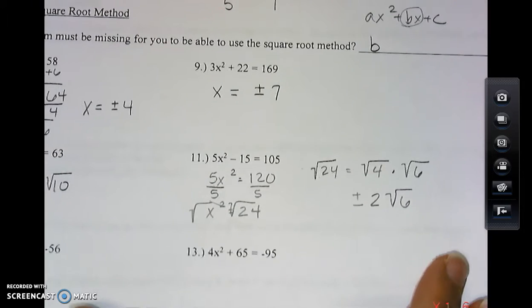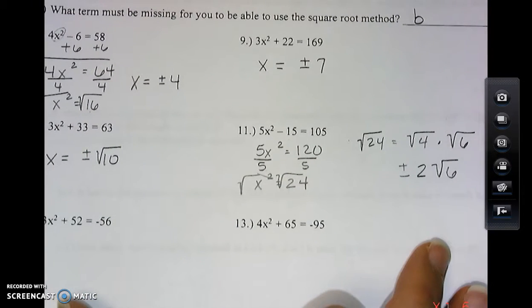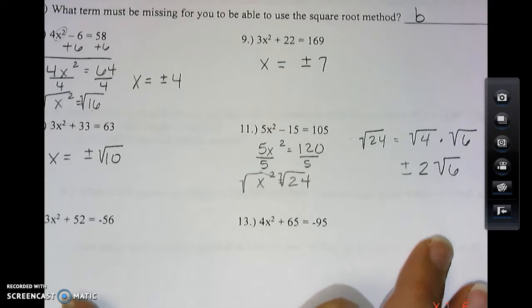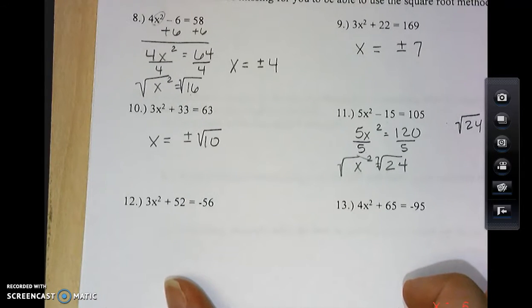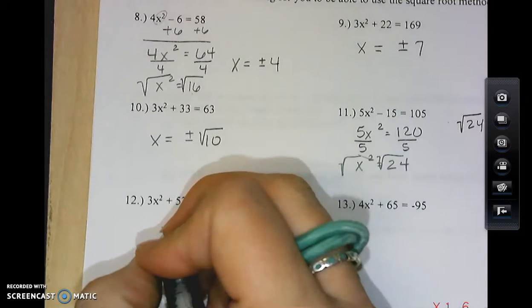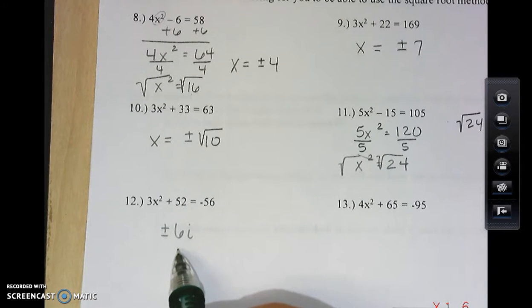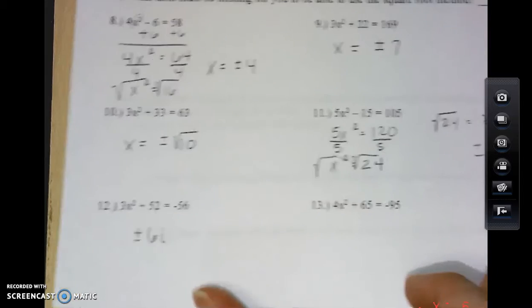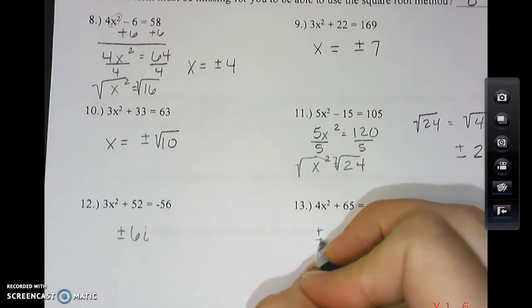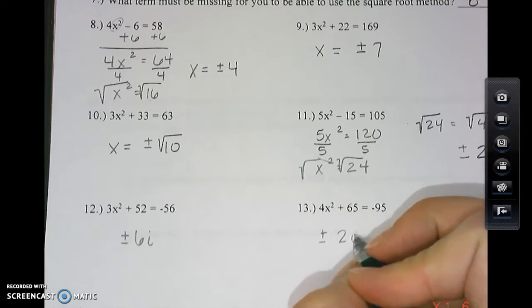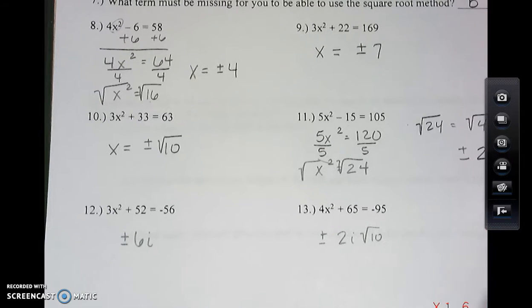All right, again, pause the video and try 12 and 13 and see if you can do those. All right, number 12 actually ended up being plus or minus 6i. Remember, you had a negative under that radical, so you have to have an i. And then 13 is plus or minus 2i radical 10. All right, flip it on over.